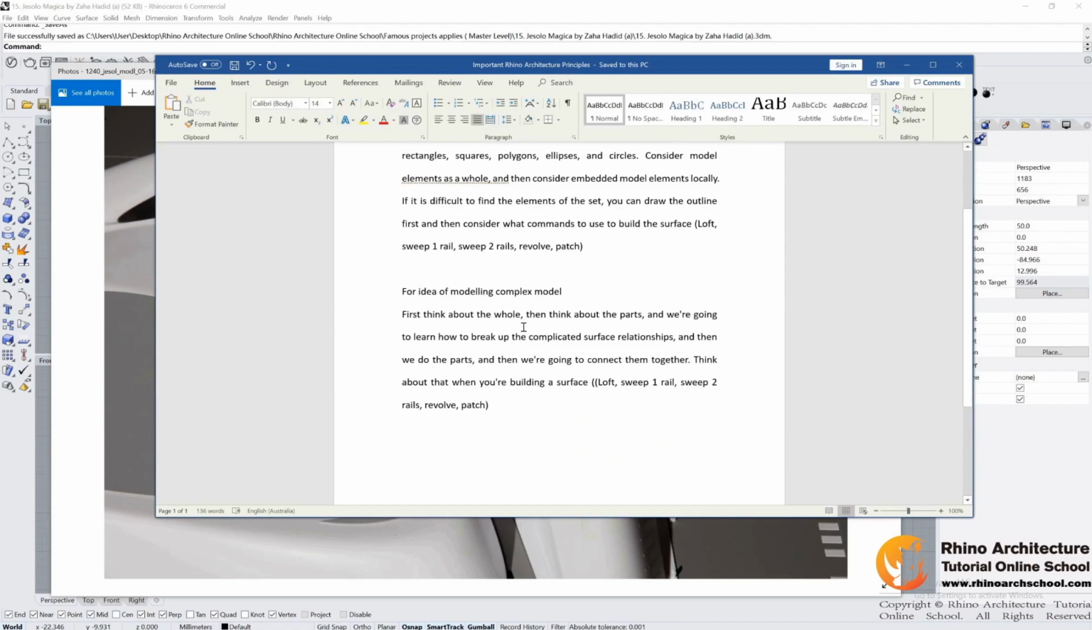And then let us read the ideas for modeling a complex model. First, think about the whole, then think about parts. We are going to learn how to break up the complicated surface relationships, and then we do the parts, and then we are going to connect them together. Think about how to create your surface later. So by this sentence, we know we need to break up the complicated surface first.